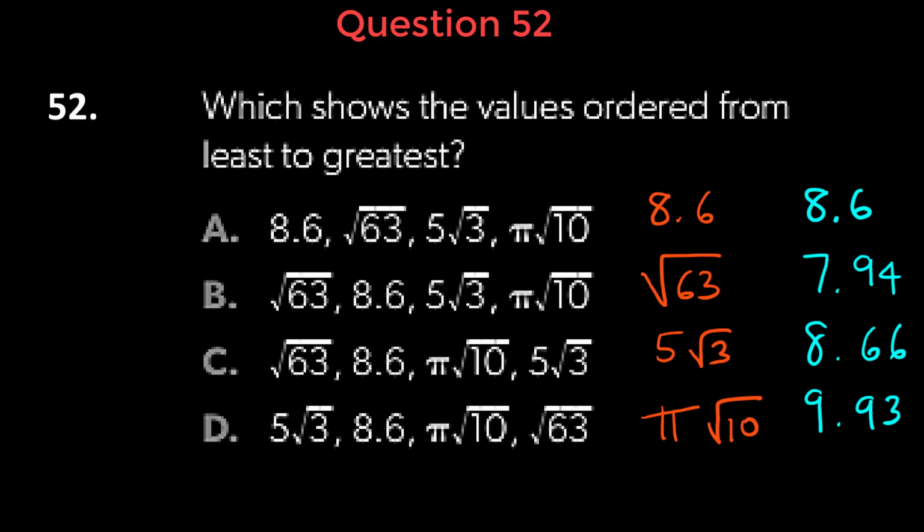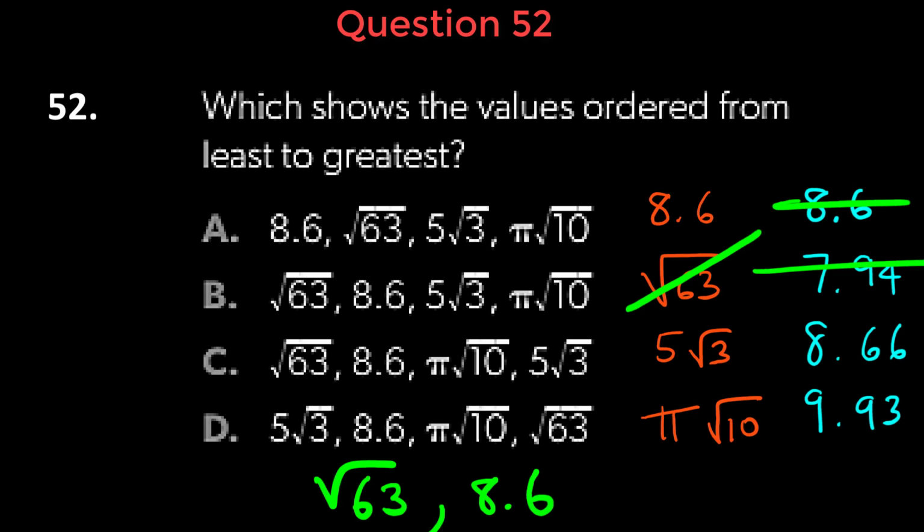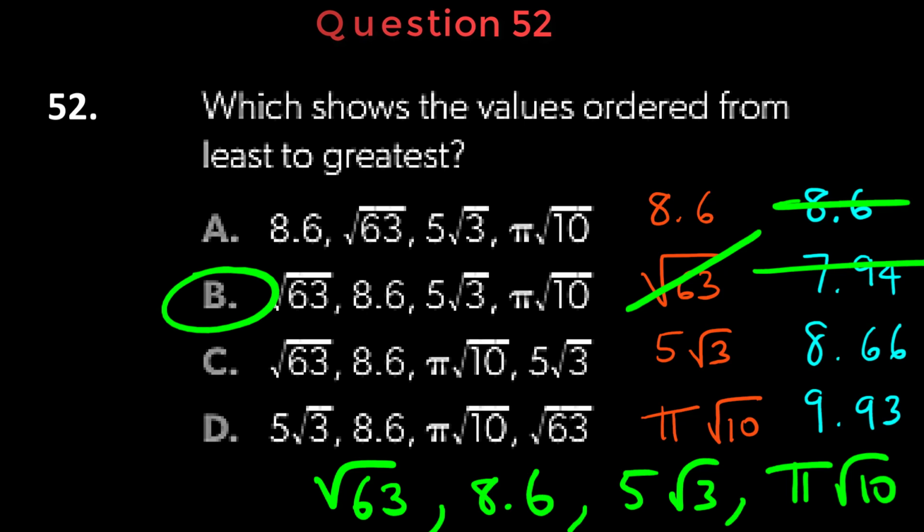The least number is square root of 63. Then I have 8.6 to be the next number. Then I will have 5 root 3, and then pi root 10 is the largest one. So the correct answer choice that gives these answers in the same order is B.